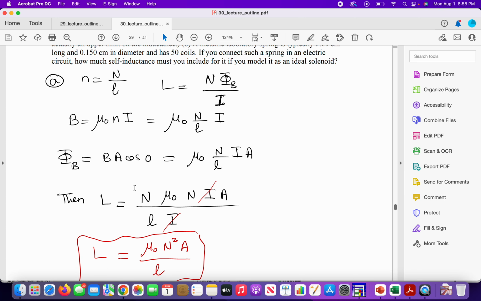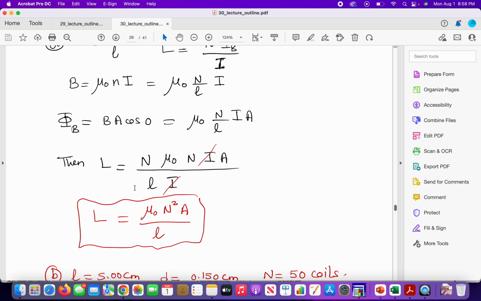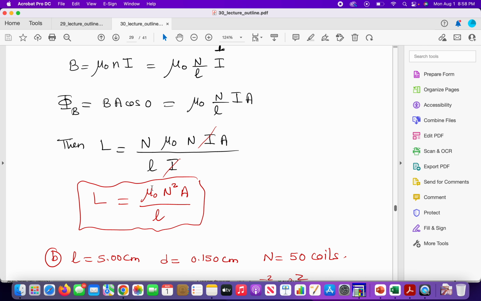Then L is N mu 0 N I A over L over I, and then the I is going to cancel, and N times N is N squared.